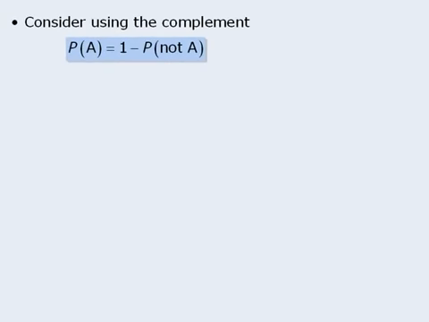In this lesson, we will examine various strategies that should be considered when tackling probability questions. Now, one of the first things to consider is whether the question can be solved faster using the complement. So, rather than focus on the probability that an event occurs, it may be faster to focus on the probability that the event doesn't occur.